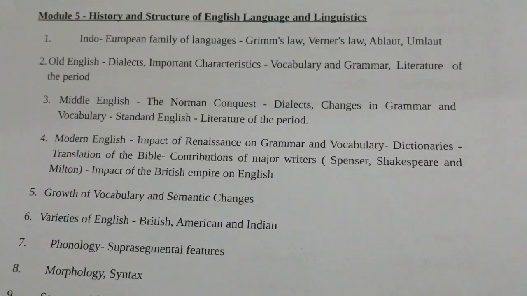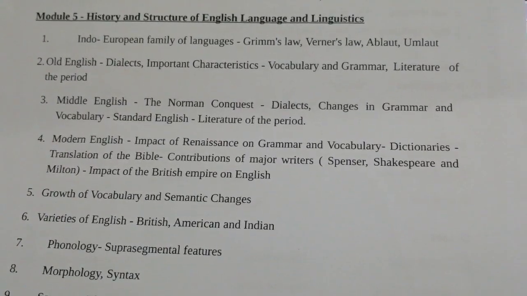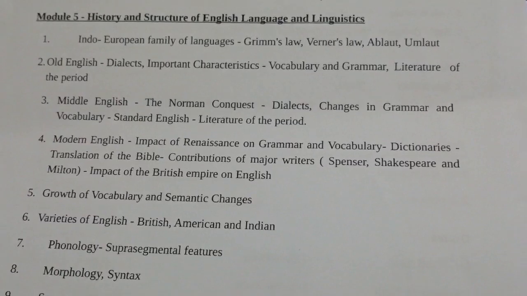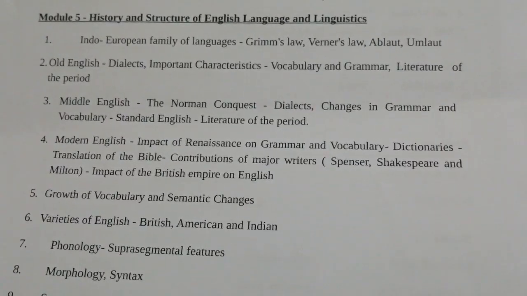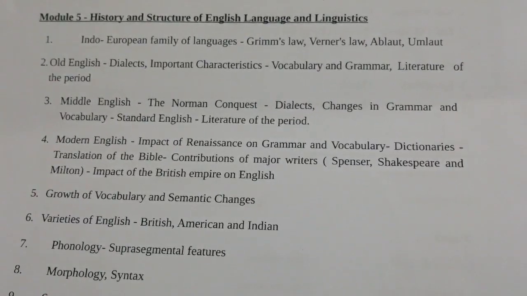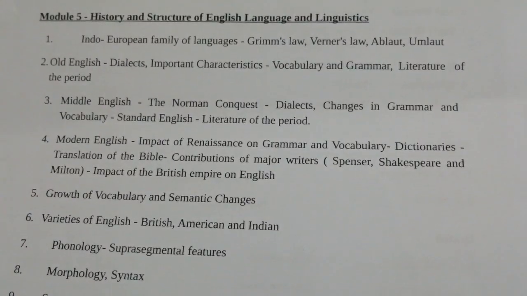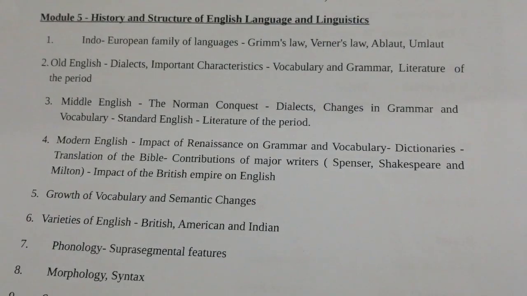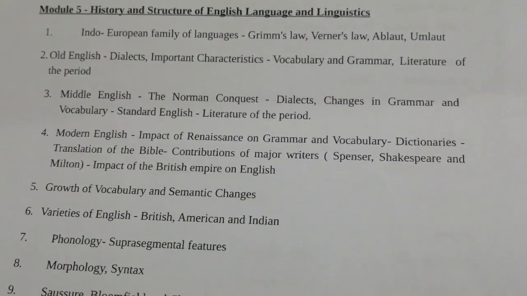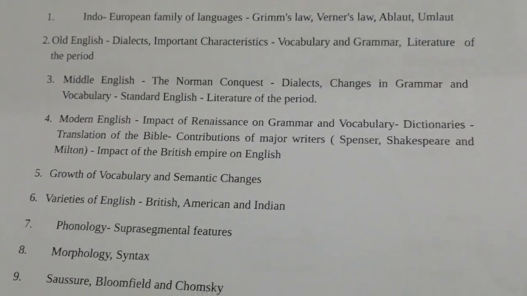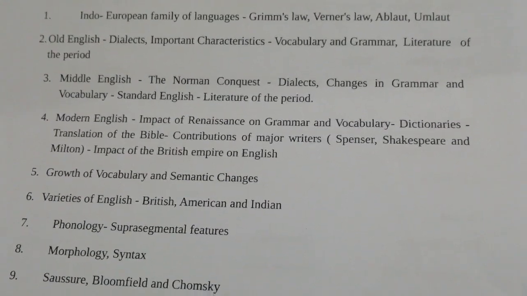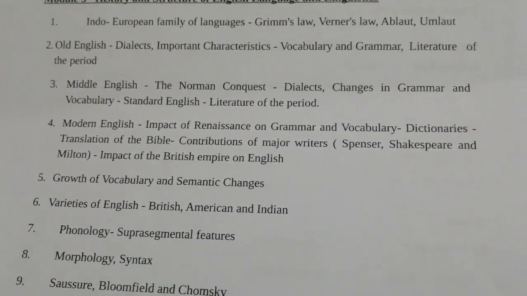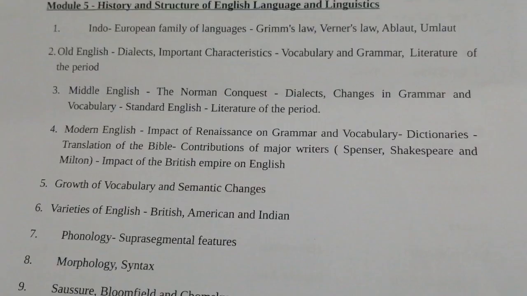the period. When we come to the fourth lesson, Modern English, impact of the Renaissance on grammar and vocabulary, dictionaries, translation of the Bible, and contributions of major writers like Spenser, Shakespeare, and Milton, impact of the British Empire on English. Number 5, Growth of Vocabulary and Semantic Changes. Number 6, Varieties of English, British, American, and Indian. Number 7, Phonology, Suprasegmental Features. Number 8, Morphology and Syntax.